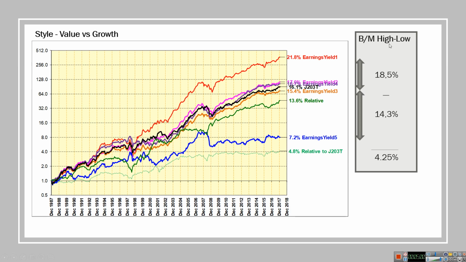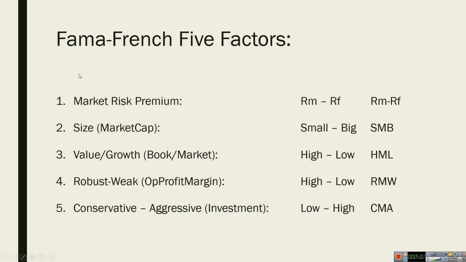Now, I want to show you what we've done. We're looking at the Fama-French 5-factor model. The first one is really the default one, the market risk premium that you'll all be familiar with. We take the return on the market minus the return on a benchmark risk-free long-term government bond, in fact. They also look at the size effect. Here they're using market cap, and they find small companies outperform big companies, so they call this small minus big.